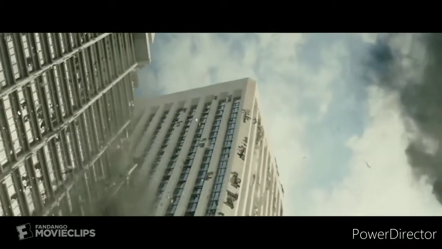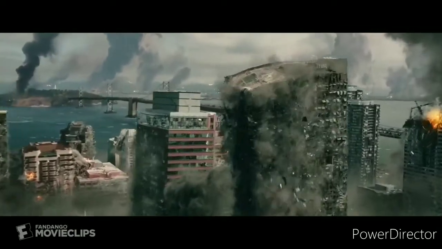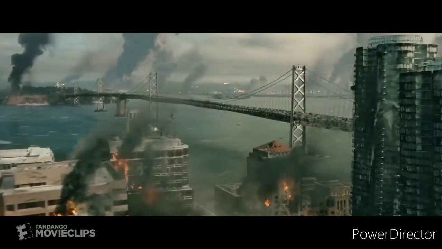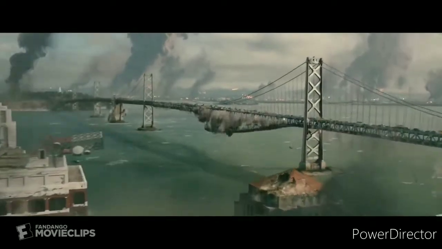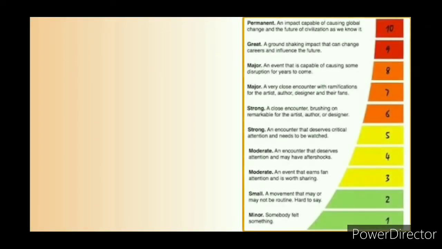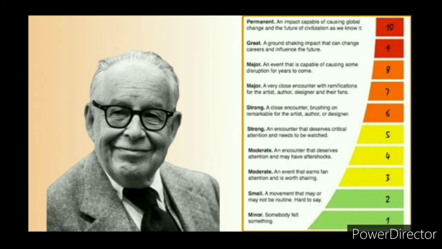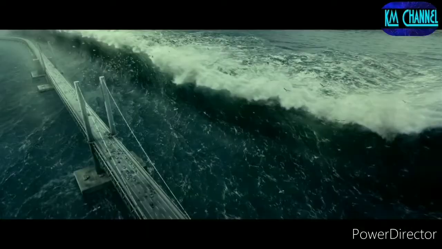The intensity of an earthquake is called magnitude, and the footage you see here is of a very high magnitude earthquake. The scale is called a Richter scale and was put together by Charles Richter. A 1 on the Richter scale is going to be a very minor earthquake, and as you go up the scale, it's going to be more and more intense.